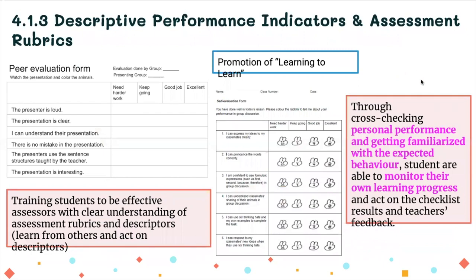For the descriptive performance indicators and assessment rubrics, we try to be very clear and friendly to primary 1 students. We want to train students to be effective assessors. They can both learn from others and act on the descriptors with their own strategies. Through cross-checking their own performance, they will become familiar with what they are expected to do. Also, it is a forum for them to monitor their own learning progress, promoting learning to learn. Next page, please.